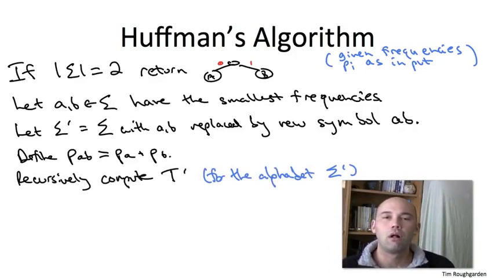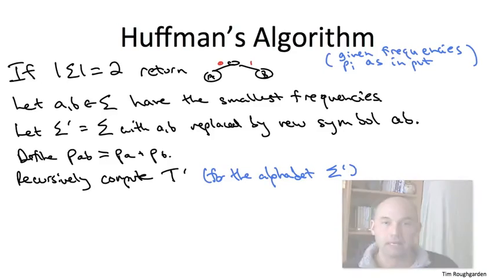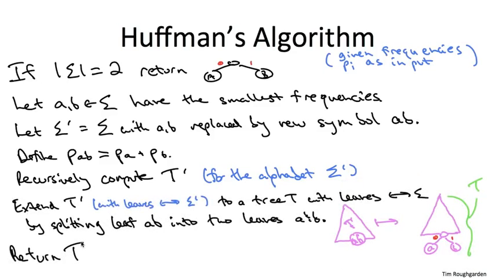So what the recursive call returns is a tree whose leaves are in one-to-one correspondence with sigma prime. That is, it does not have a leaf labeled A. It does not have a leaf labeled B. It does have a leaf labeled AB. So we want to extend this tree T prime to be one whose leaves correspond to all of sigma. And the obvious way to do that is to split the leaf labeled AB, replace that with a new internal unlabeled node with 2 children, which are labeled A and B. The resulting tree, capital T, with leaves in correspondence to the original alphabet sigma is then the final output of Huffman's algorithm.